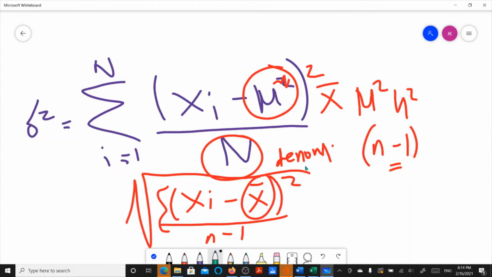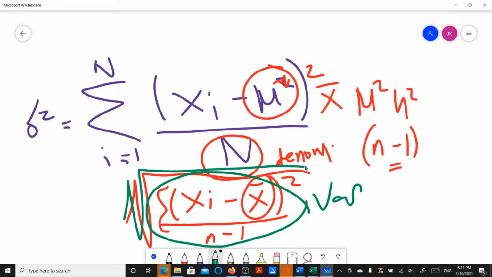So this over here, let's do the green. This over here is your variance, and the square root of the variance is your standard deviation. Okay? So this you'll see as variance, this you'll see as standard deviation. Only difference is the power of.